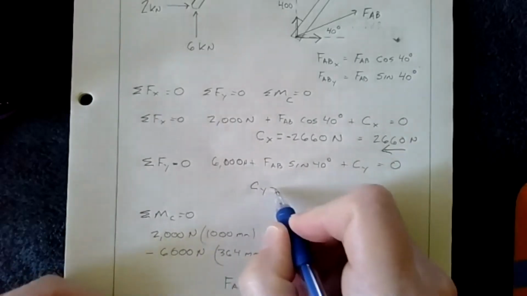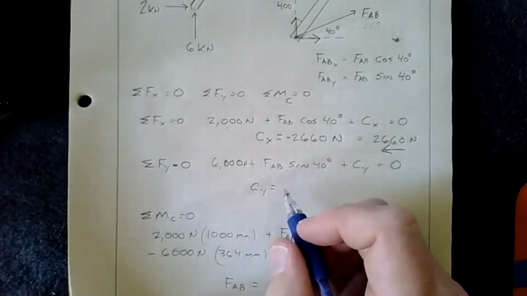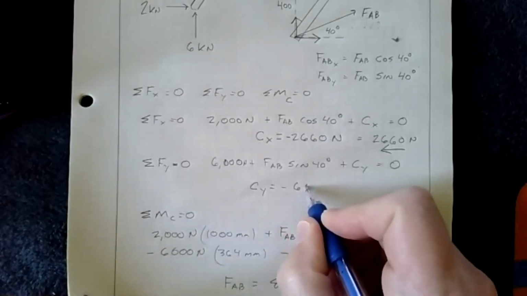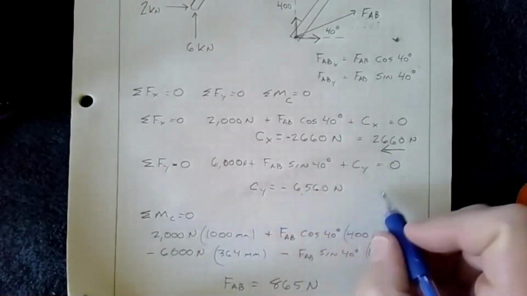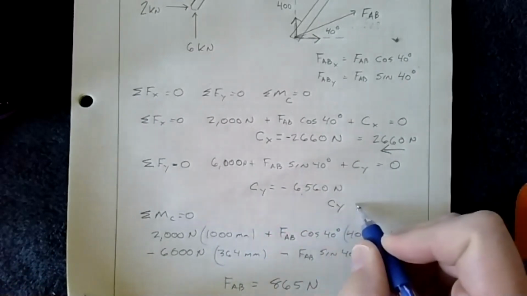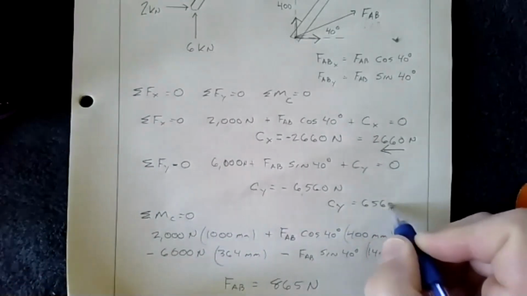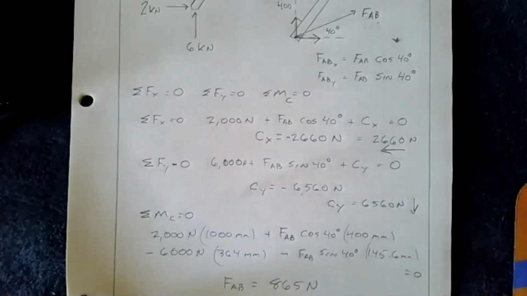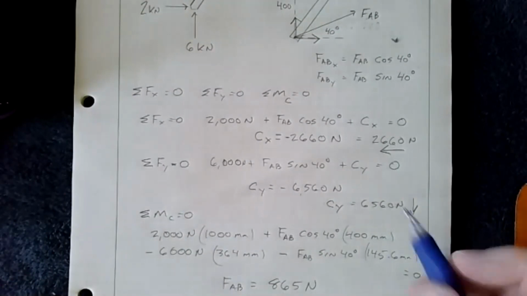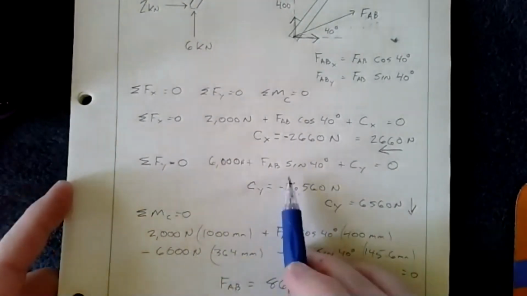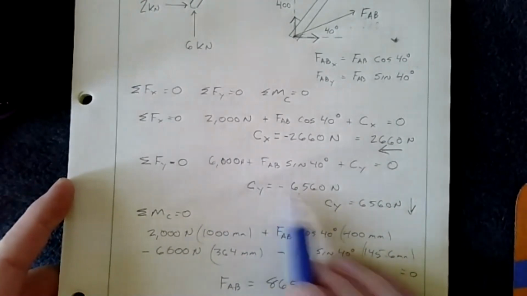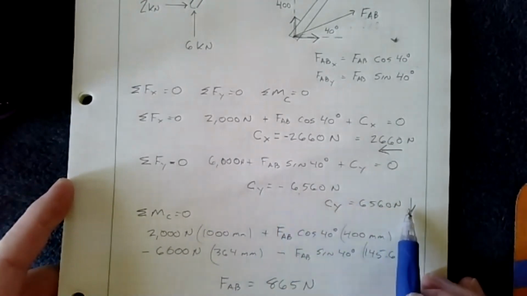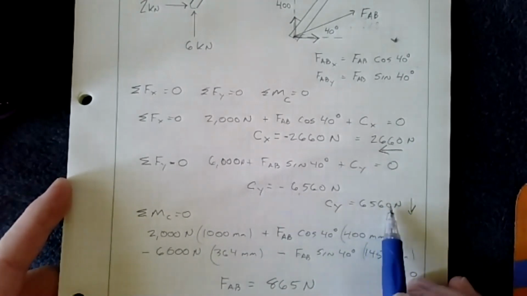So that's an acceptable way to write it also. CY also ends up being negative, negative 6,560 newtons. Or you could write CY equals 6,560 newtons and going down. So the important thing is that if it does end up being negative in these cases, rewrite it with an arrow. You can leave it negative, but usually this is easier to see, especially during grading. It makes it no doubt what direction you're saying.